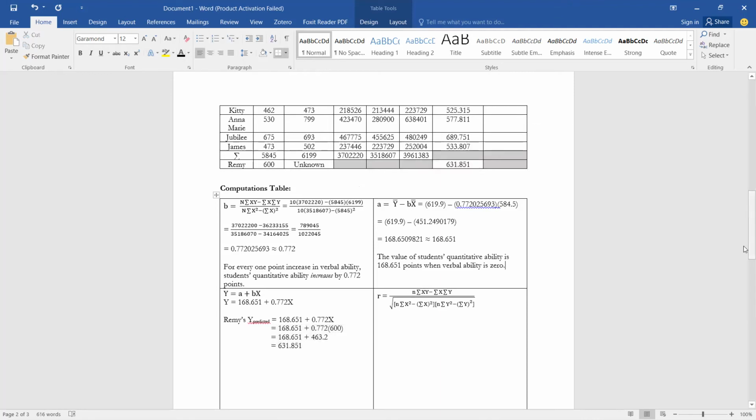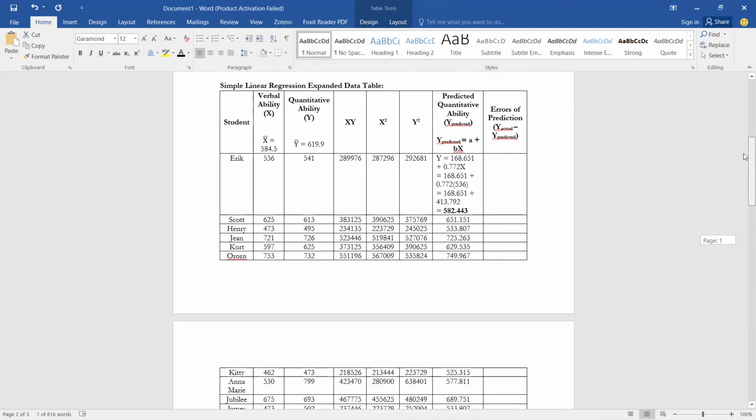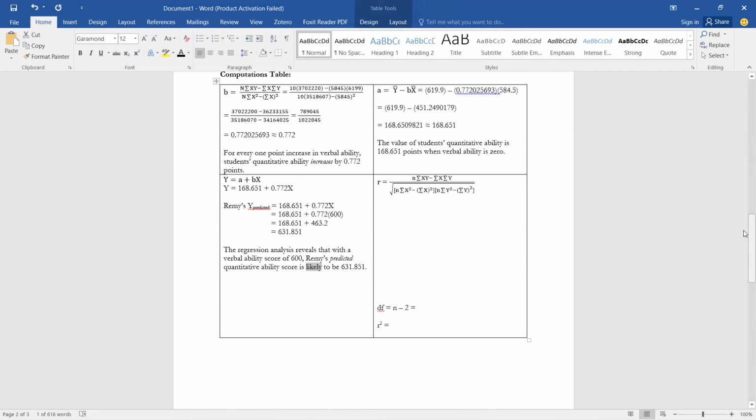To interpret, this is how you write it. The regression analysis reveals that with a verbal ability score of 600, Remy's predicted quantitative ability score is likely to be, likely, because we are dealing with Y predicted. So we are not entirely sure if this will be their score. Pero based on the regression model, it is predicted that Remy will score 631.851 in the math exam.